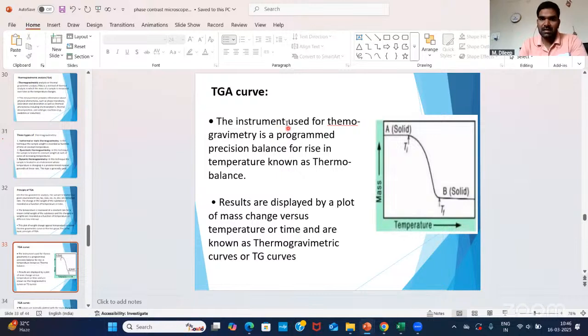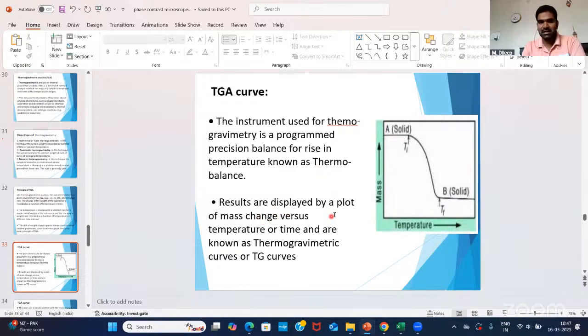So we use the instrument, a programmed precision balance, for measuring the rise in temperature. For the mass, we will use an instrument called thermogravimetry, which is a programmed precision balance for rise in temperature, known as a thermobalance. We will use the thermobalance to know the values. Results are displayed by a plot of mass.